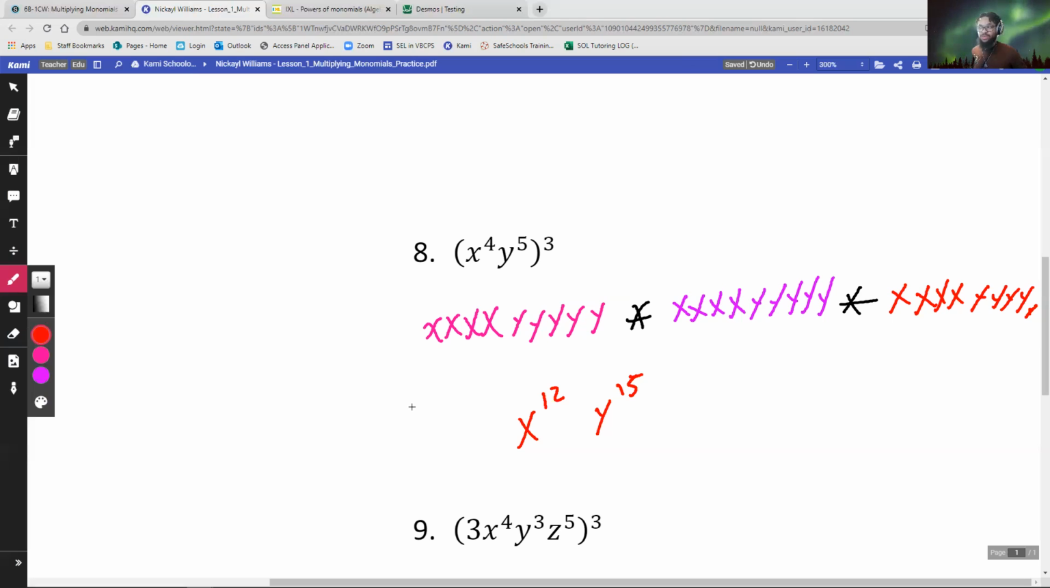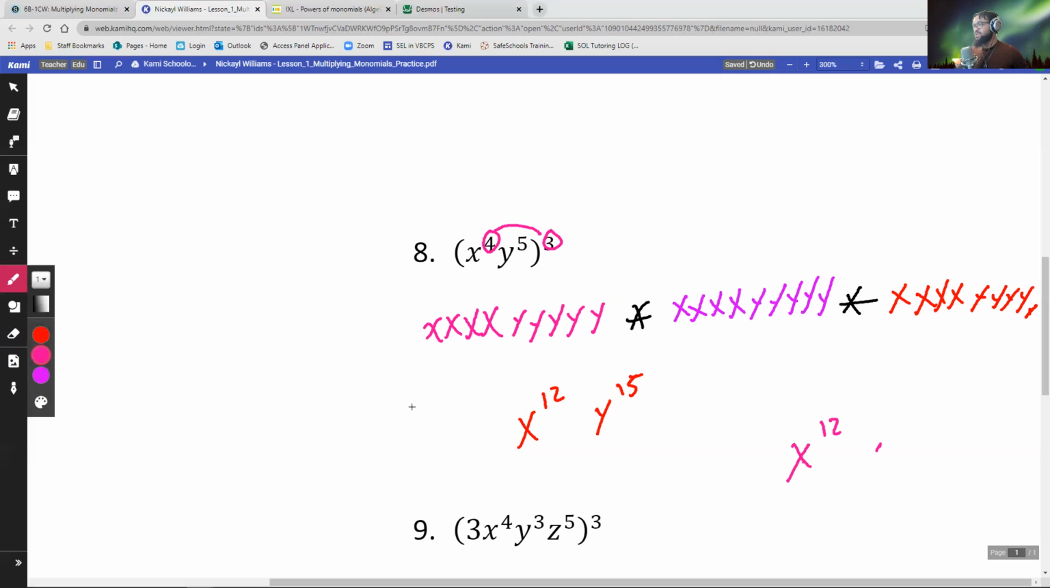The other method that we can use when doing these, which just makes it a little bit quicker because you don't have to write it all out, would be to take your 4. It would be 3 times the 4. And that will be your exponent for your x. So 3 times 4 gives you 12. So you get x to the 12th.